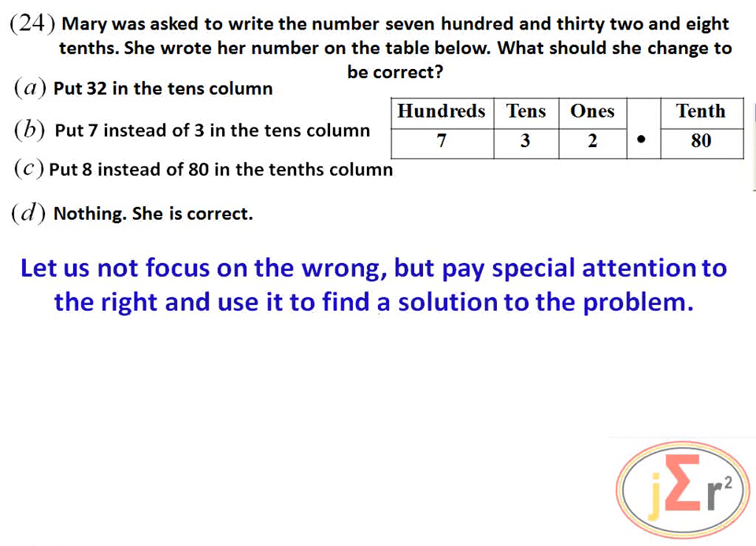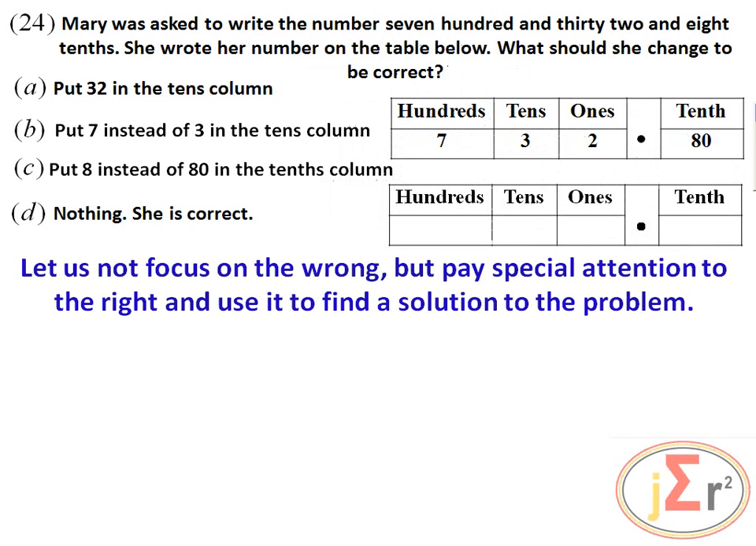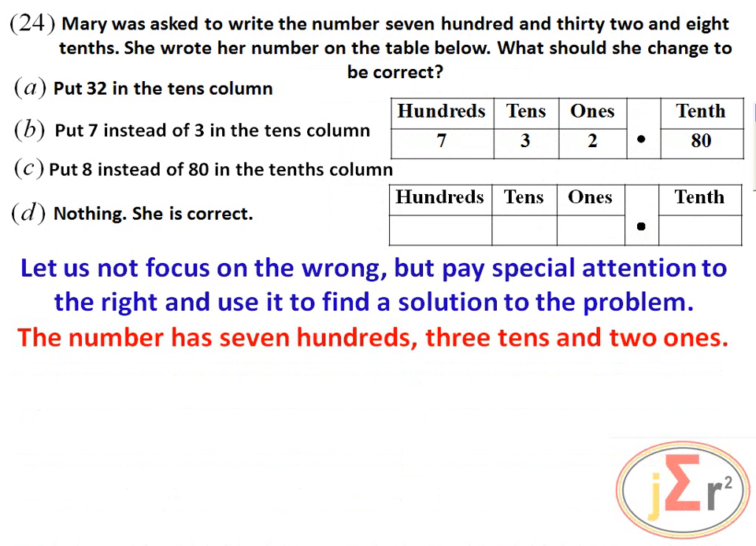Let us not focus on the wrong, but pay special attention to the right and use it to find a solution to the problem that we have there. So we are going to solve the problem just in case the problem was more sophisticated. We know the answer already, but let us solve the problem taking a correct approach. The number has 7 hundreds, 3 tens, and 2 ones. 700, 3 tens, and 2 ones. 30 means 3 tens. So we put those in.